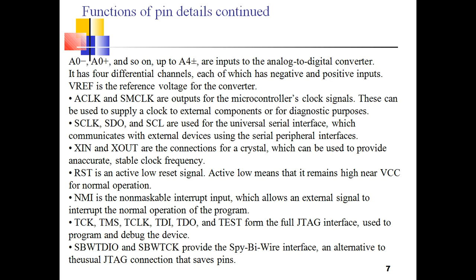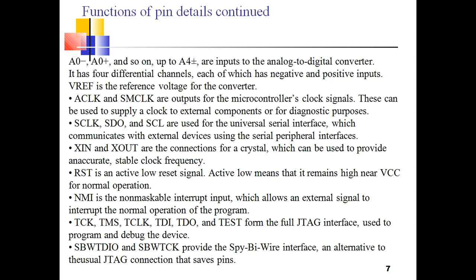Yesterday we have seen in the second chapter, that SCLK means serial clock, and serial data. These are the pins used for the universal serial interface, which communicates with external devices using the serial peripheral interface. Next, XIN and XOUT are the connections for the crystals, which can be used to provide an accurate, stable clock frequency. For MSP430, if you want to perform the different operations, you need the stable clock frequency, which is given by the XIN and XOUT pins.